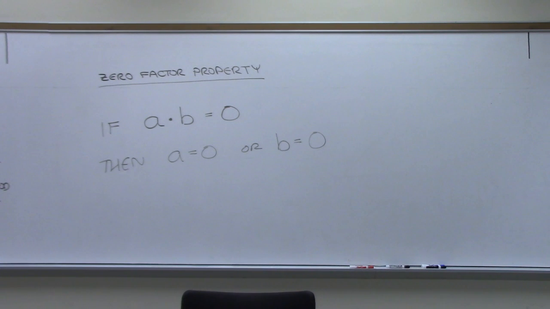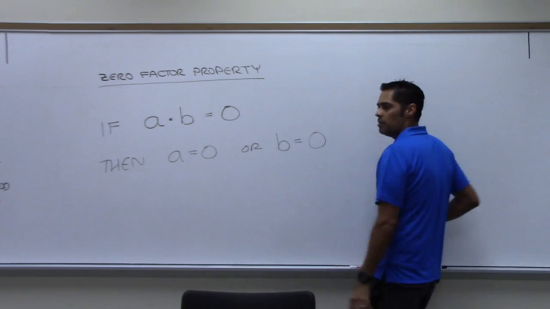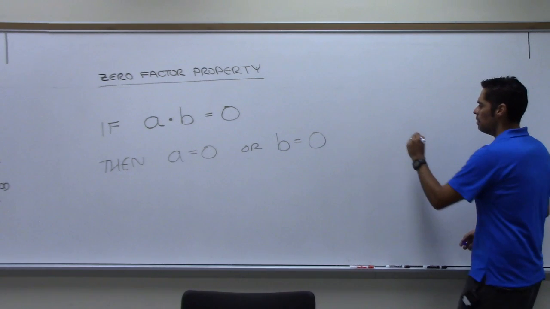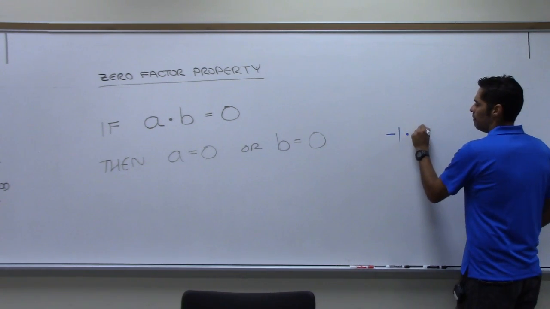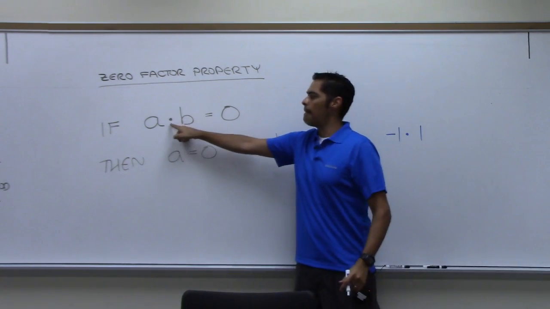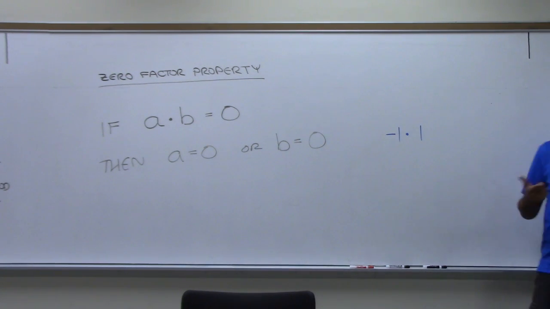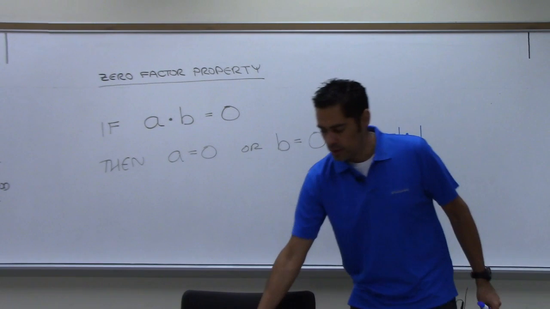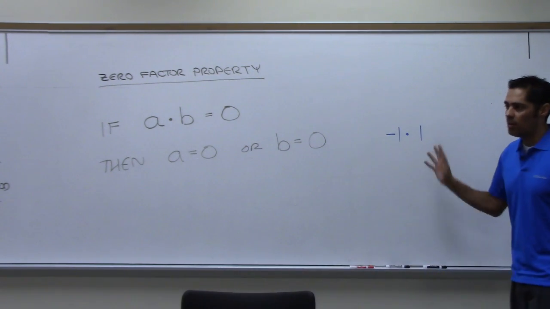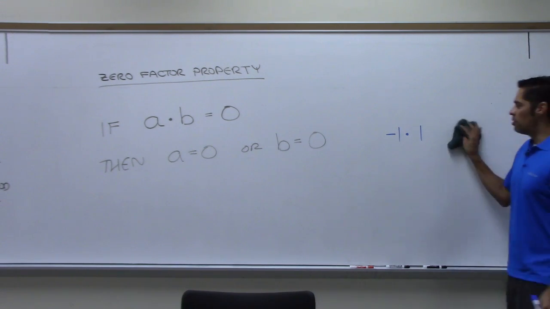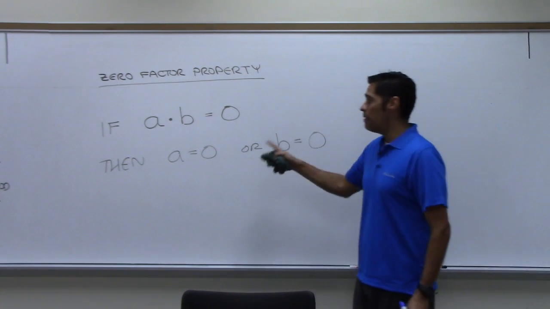Can anybody try and come up with a way to make two numbers multiply to be 0 without one of them being 0? Negative 1 and 1? But it's multiplication. So that's going to give you negative 1, right? It's a good try. It would work with addition, but not with multiplication. You can sit there and try all day long. You're not going to ever come up with it. So two numbers multiply to be 0 means one of them has to be 0.